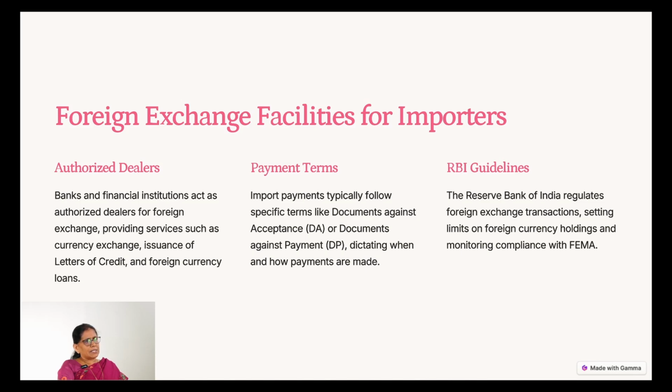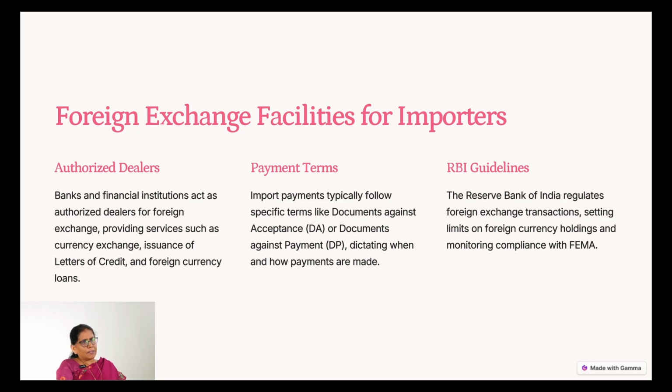One of the main foreign exchange facilities for importers is access to authorized dealer banks. We call them AD banks. These banks are authorized by the Reserve Bank of India, RBI, to handle foreign exchange transactions, making it easier for importers to exchange rupees for foreign currencies and conduct international payments. These AD banks provide essential services such as issuing letters of credit, that is LCs, in foreign currency, facilitating foreign currency loans, and converting currency at competitive rates. Importers can rely on these banks to navigate complex international payment procedures in a compliant manner.